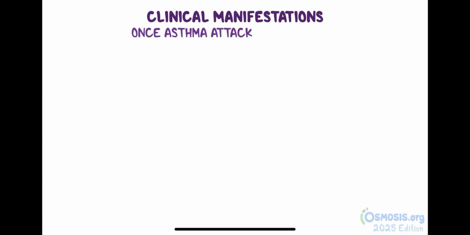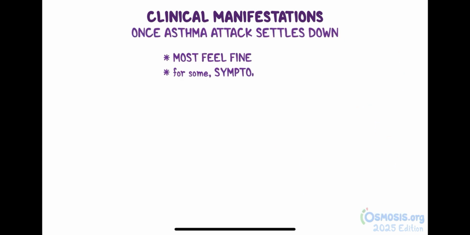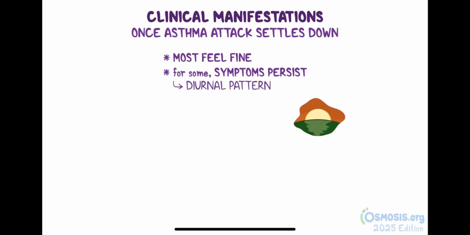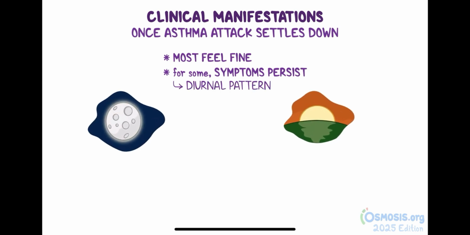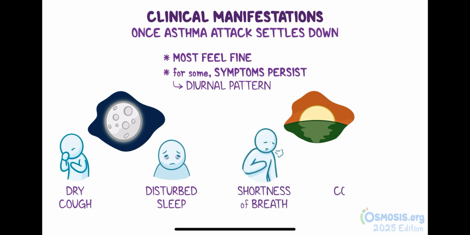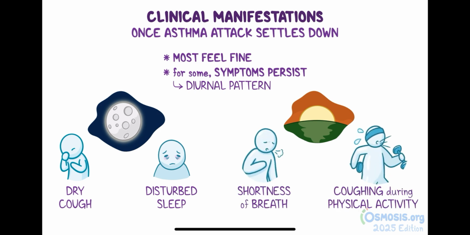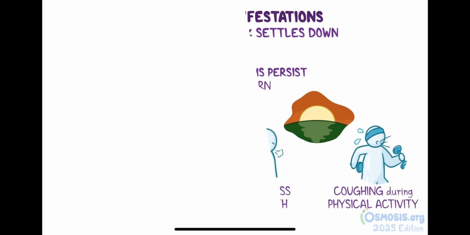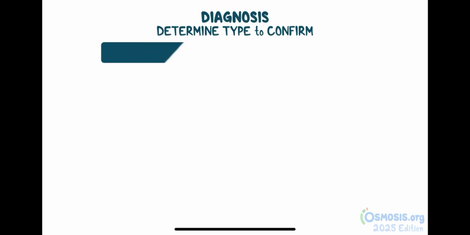Once an asthma attack settles down, most people feel fine. But for some, subtle symptoms persist. These often follow a diurnal pattern, appearing early in the morning or late at night. A common symptom is a dry cough, which may occur late at night and disturb sleep. Others might experience mild shortness of breath along with coughing during physical activity. All these features are suggestive of asthma, but you need to determine the type and confirm the diagnosis.